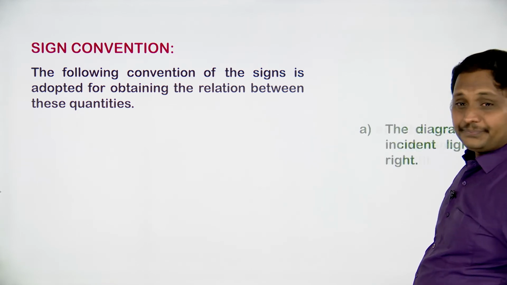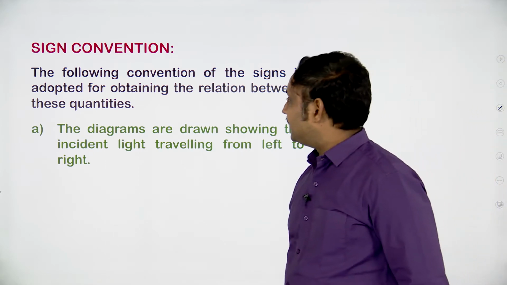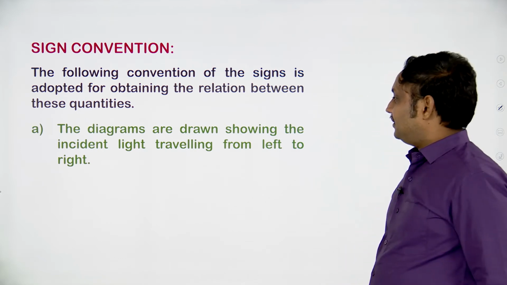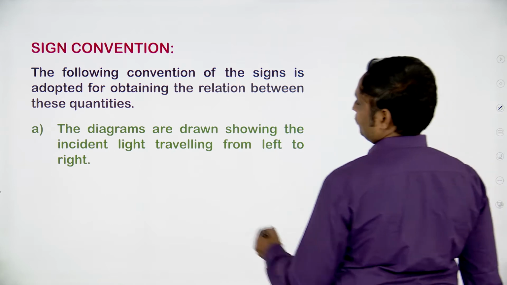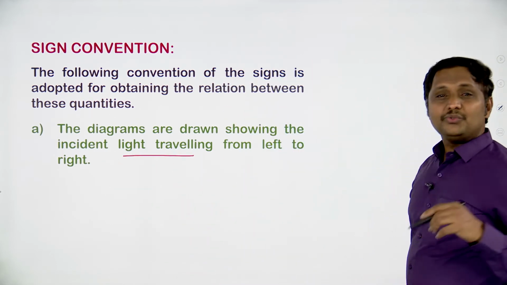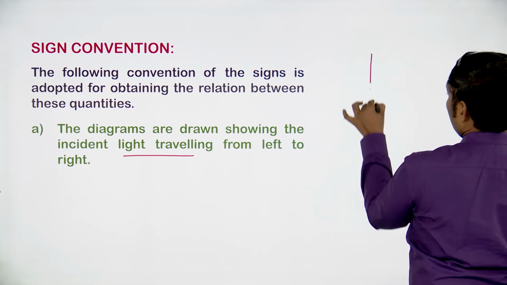It's very clear. The following conventions of the science are adopted for obtaining the relations between these quantities. Let's have a look. We would like to get the direction of light incident. While you are going to have the idea about the sign convention, you need to get that coordinate system.